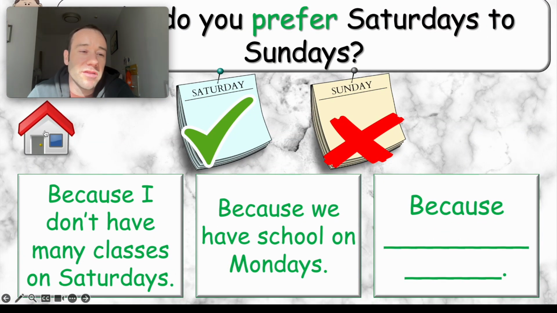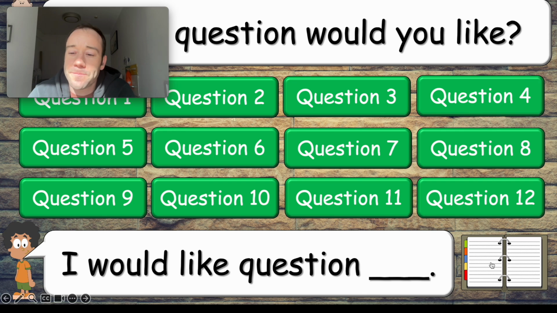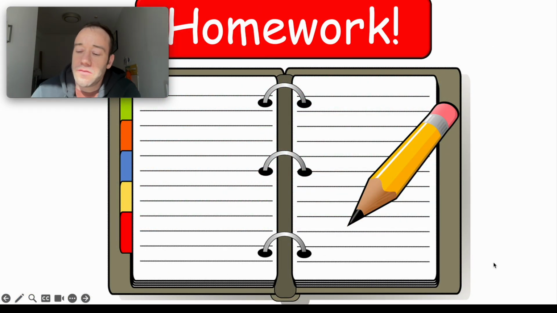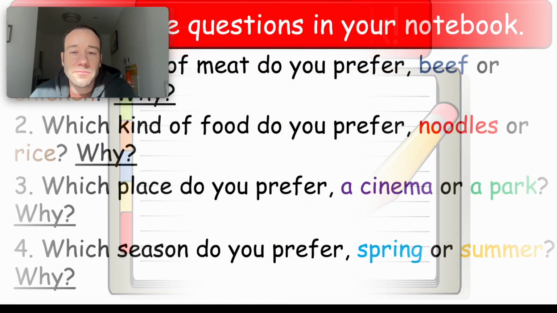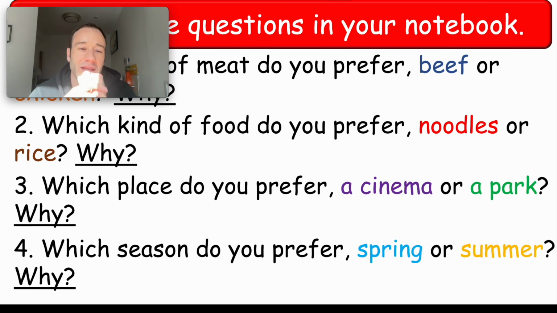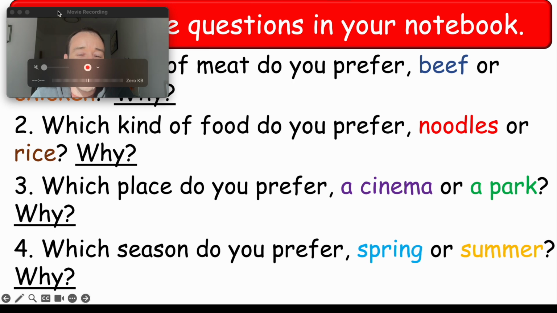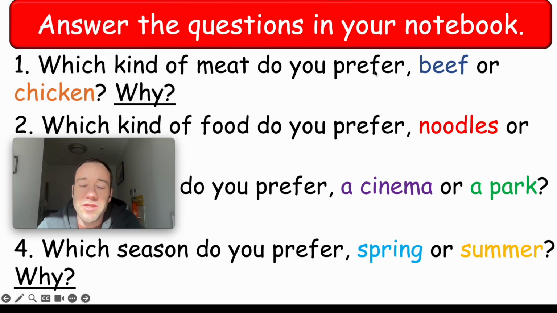Okay, and at any point you can click home to go back. Okay, and then at the end we have a little homework assignment here. You can actually have them do this in class if there's time. So which kind of food do you prefer? Noodles or rice? Why? Which place do you prefer? A cinema or a park? Why? Which season do you prefer? Spring or summer? Which kind of meat do you prefer?